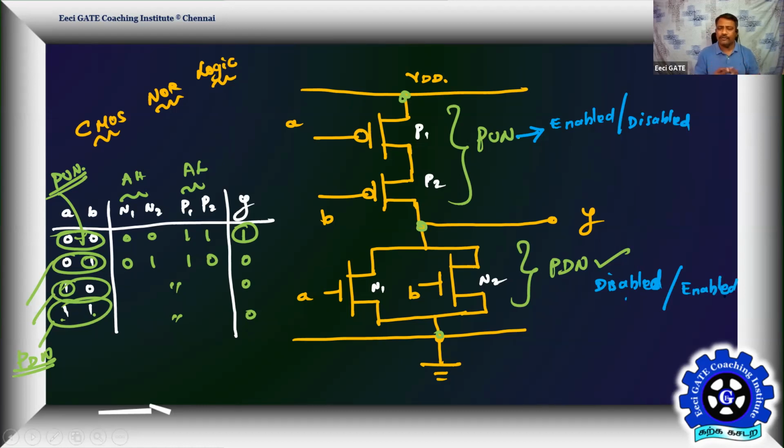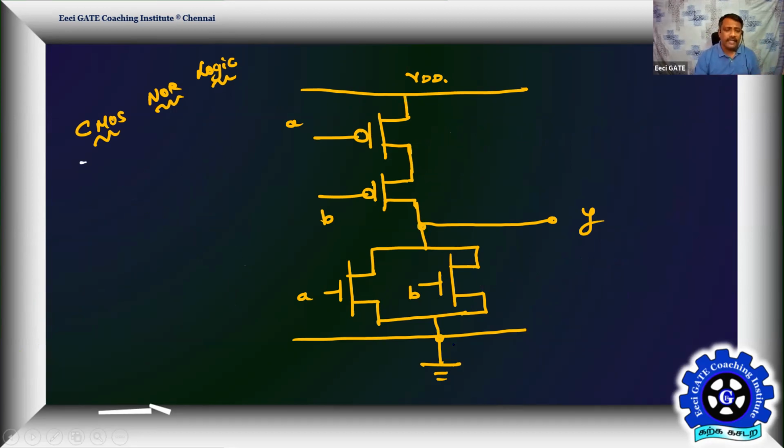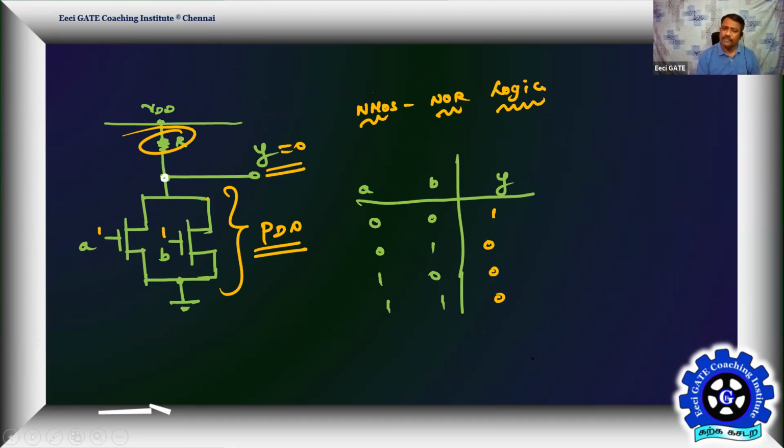That's how you have to design pull up and pull down network carefully. At a time, both should not be enabled, both should not be disabled. So that's a very careful design for pull up and pull down. That's why I'm giving you the guideline how to build a CMOS NOR logic. Means first go for NMOS NOR logic, or you can also make it PMOS NOR logic, no problem.